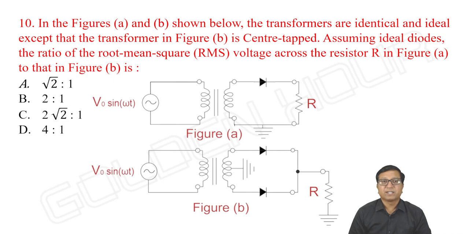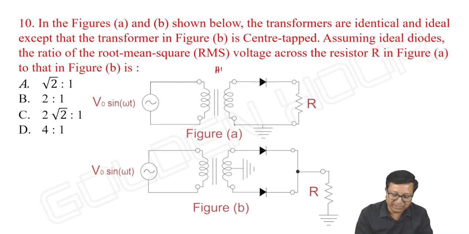Next. In the figures A and B shown below, the transformers are identical and ideal except that the transformer in figure B is center-tapped. Assuming ideal diodes, the ratio of RMS (root mean square) voltage across the resistor R in figure A to that in figure B is, okay, it is half wave rectifier and it is full wave, center tapped full wave rectifier.